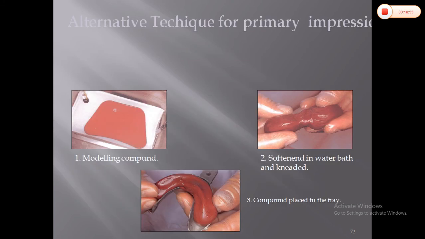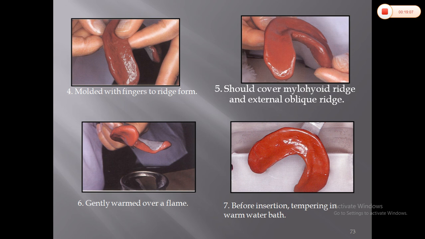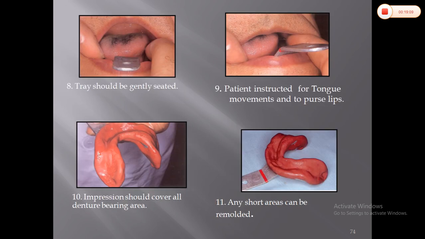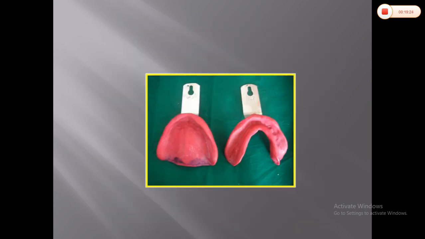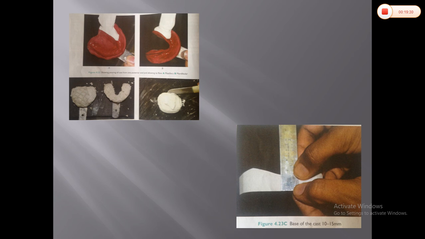Mix with the impression compound which you have already noted. First, you keep it in the water bath, you soften it, you knead the impression material, you place it into the tray, and then make the impression. The completed impression is in your hands. Next is the maxillary impression in the same way. Then the pouring of the cast, by making the base for the cast.